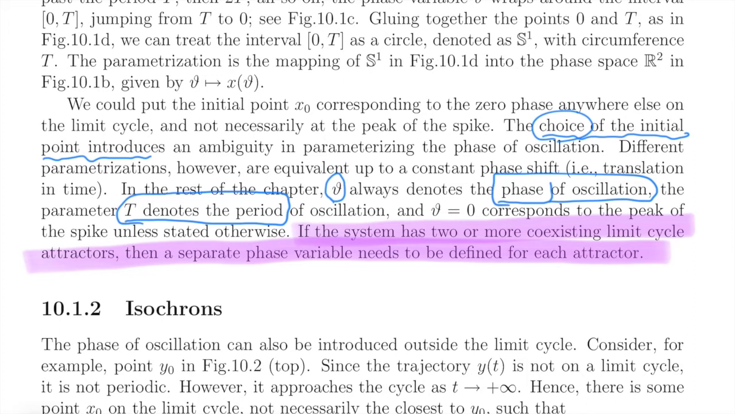But if the system has two or more coexisting limit cycle attractors, because a limit cycle can also be unstable, but we are working with stable ones, then separate phase variables need to be defined for each attractor, which makes sense, right?